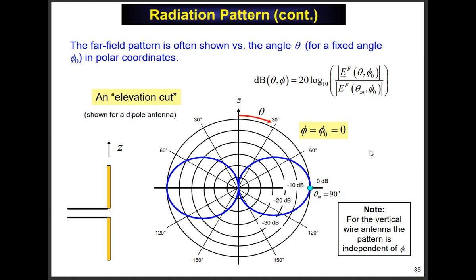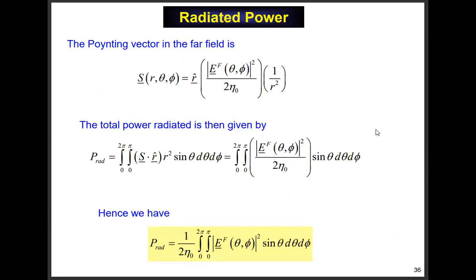Okay. Now remember, another way to do it is to make an azimuth pattern or azimuth cut where I will keep theta fixed and plot versus phi. But I believe in the homework you're doing the same as I'm doing right here, an elevation pattern, elevation cut. Okay, now we already derived this a minute ago. Here's the Poynting vector in the far field.